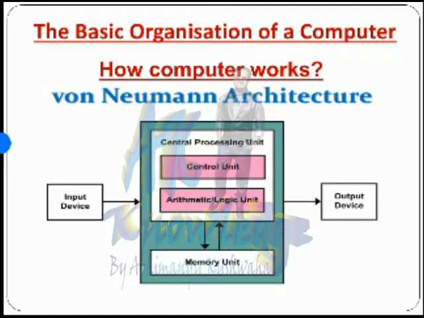Next, the basic organization of a computer. Remember the heading, the basic organization. It means how a computer works. What is the flow of the computer data? How does it work? It is also called Von-Neumann architecture. There was a scientist, Von-Neumann, and he prepared a figure. It is called Von-Neumann architecture.